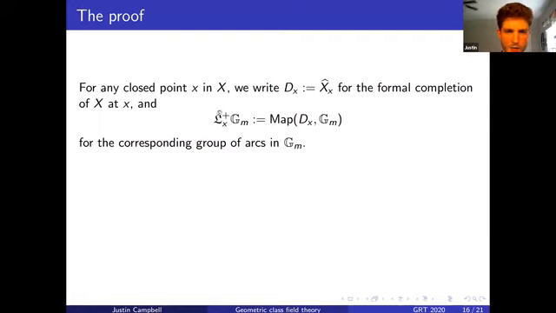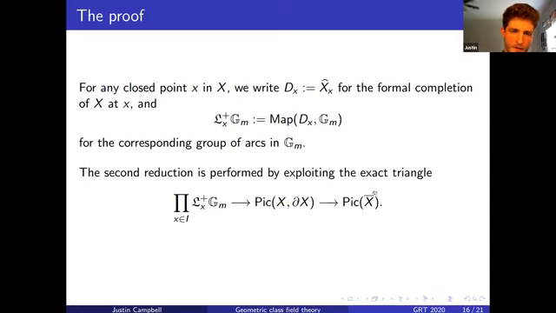So write L plus GM for the arc group, the arcs into GM, meaning the mapping space from the formal completion of the curve at a point into GM. So it's the arc group at every point. And I have an exact triangle which realizes this Jacobian as an extension of the Picard stack of the projective curve X bar by essentially this arc group, or finite copies of this arc group. So the unramified case is something about the Albanese property of the Picard stack of X bar, and the ramified case is something about a kind of Jacobian property of the arc group or the loop group. So that's how we perform this reduction, by exploiting this exact triangle.